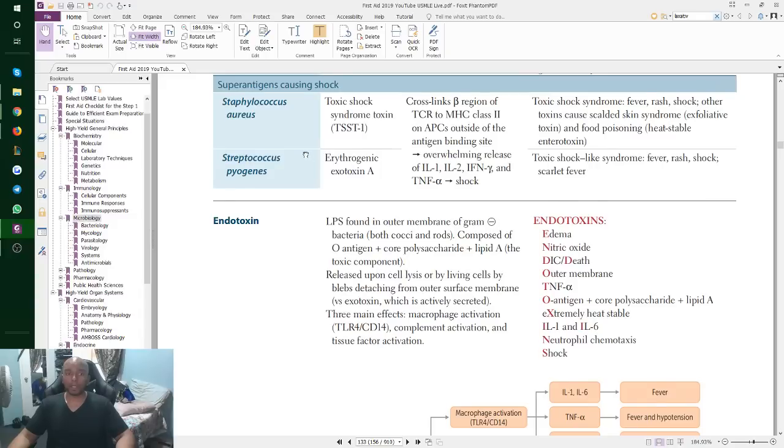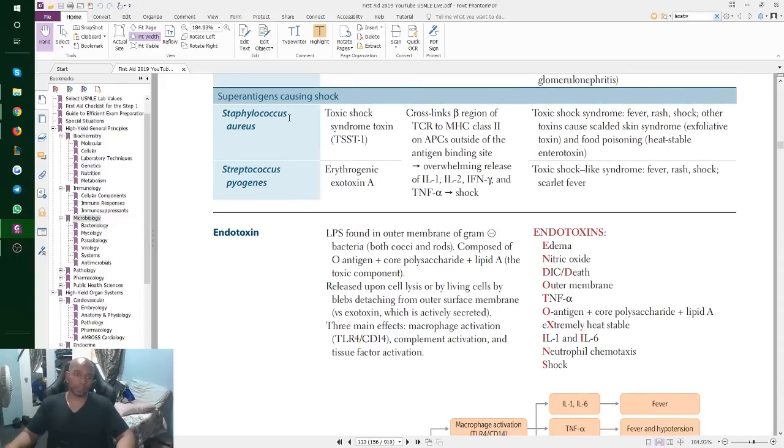Last thing are superantigens, and superantigens are going to come up early because we're going to talk about these guys pretty soon, right? Staph aureus and Strep pyogenes are some of the first few bacteria First Aid discusses, and these superantigens cause shock, right? So Staph aureus has TSST-1, and Strep pyogenes has erythrogenic exotoxin A. Both of them cross-link beta regions of T cell receptors to MHC 2 on the antigen-presenting cells outside of the antigen binding site, leading to an overwhelming release of interleukin 1, 2, interferon gamma, and TNF-alpha, all of which cause shock. Right, so toxic shock syndrome: fever, rash, shock.